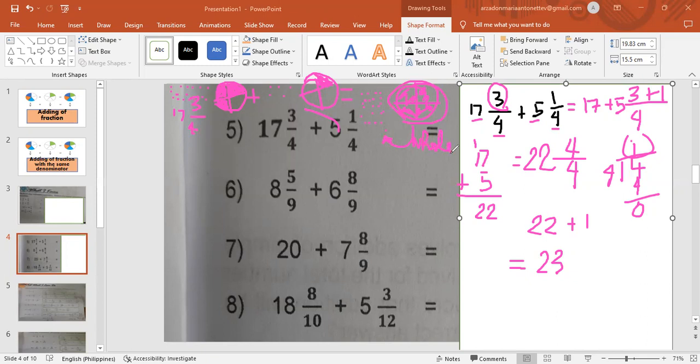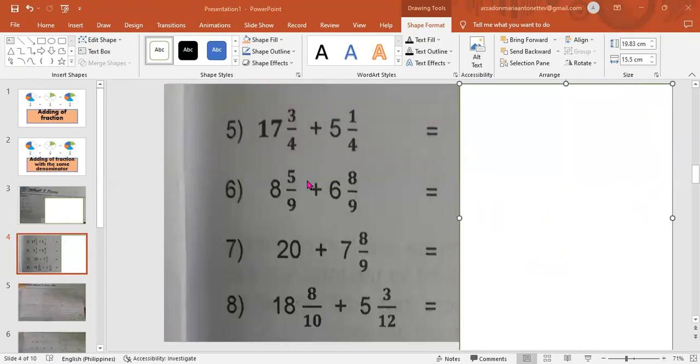That's why it became whole. Okay? You got it, guys? Therefore, we have already 23 pieces of pizza. The other one already became complete. Okay, now let's proceed to the other one. Let's proceed to number 6. Okay, how to do that? It's 8. We have 8.